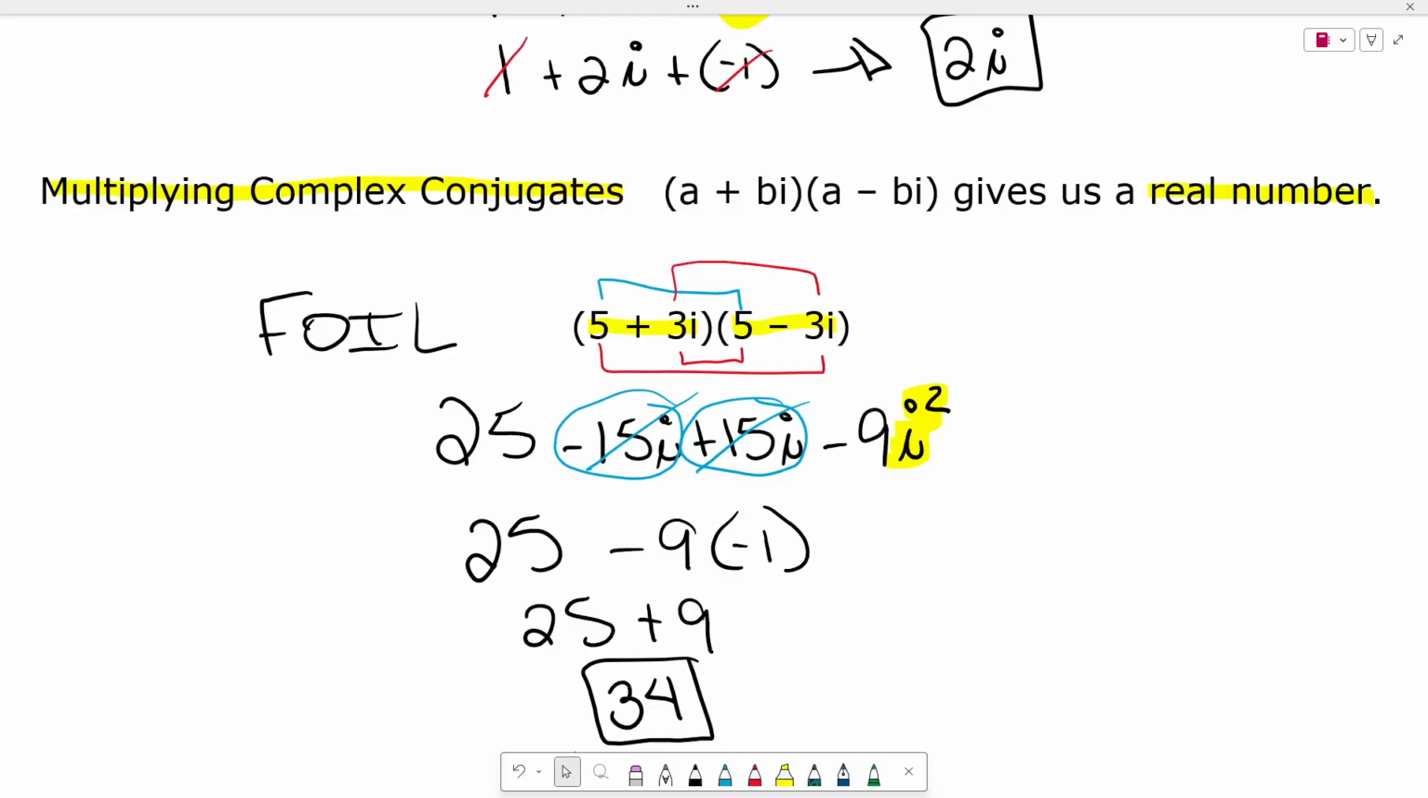Multiplying imaginary numbers, simplifying exponents, collecting like terms. Imaginary numbers. They're a lot of fun.